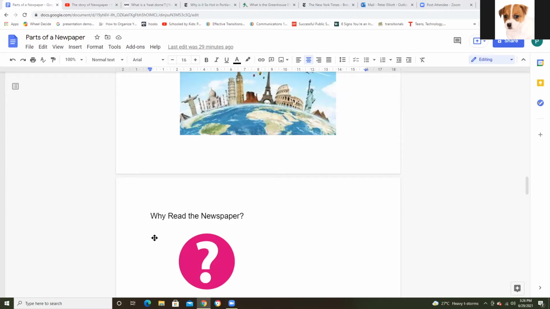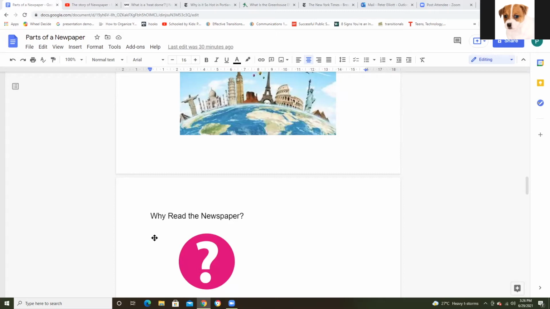Is there any other reason why it'd be a good idea to know what's happening in the world? Any other reasons you can think of why reading a newspaper and learning and understanding what's happening in your community, in your country, in your state, and in your world or in your universe. Why is that important?